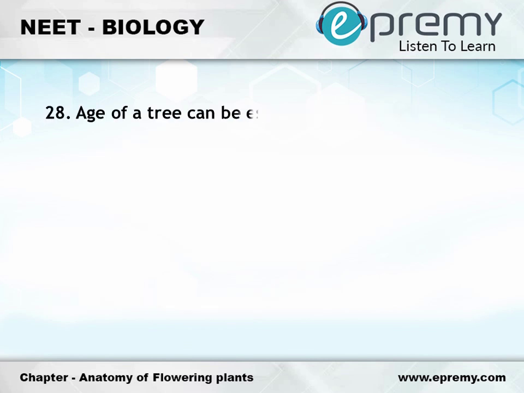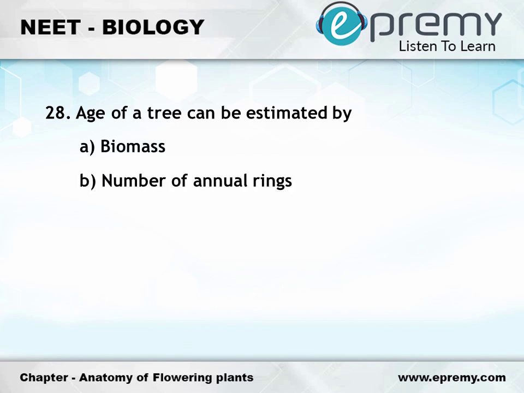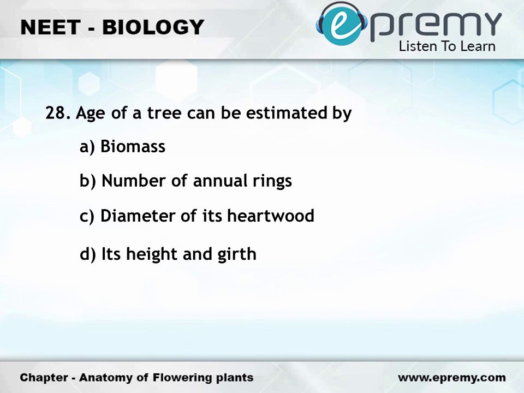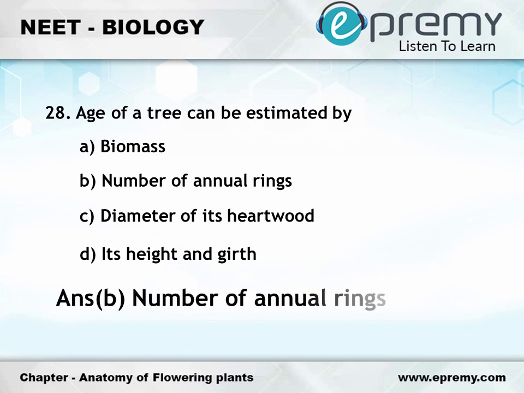Question number 28. Age of tree can be estimated by option A, biomass. Option B, number of annual rings. Option C, diameter of its heartwood. Option D, its height and girth. Answer is option B, number of annual rings.